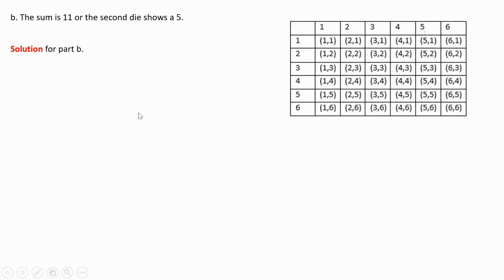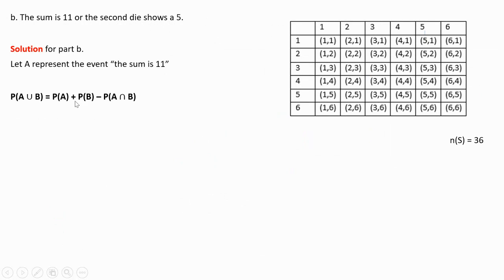Now for part B, let's go to the next slide. The sum is 11, or the second die shows a 5. The sum is 11 will be only these two, 5,6 and 6,5. So let A be the sum is 11, which will be these two here, and let B represent the event that the second die shows a 5. That will be all these right here, which is 1, 2, 3, 4, 5, 6.